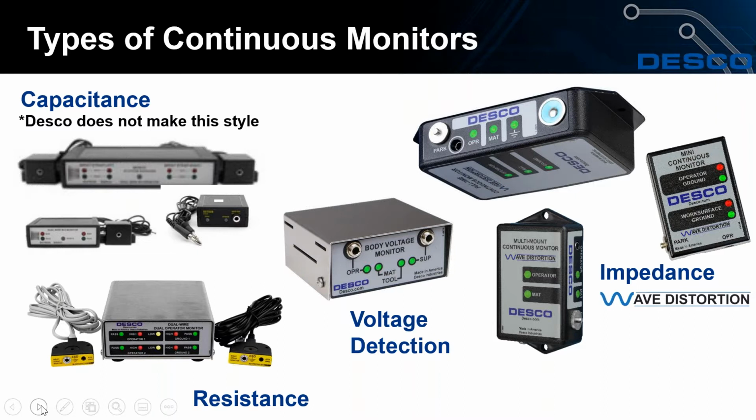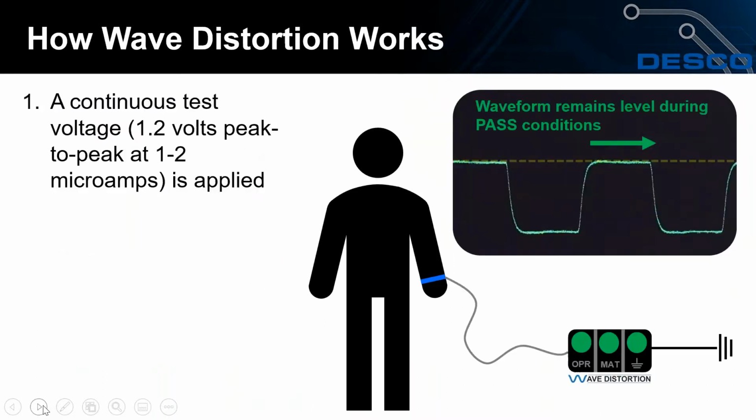But today we're going to focus on what we call our wave distortion or impedance monitoring. Many of you know that impedance is basically a combination of capacitance and resistance. Desco has been making this technology for many years, probably close to 35 years right now. There are thousands and thousands of these in the marketplace that are used by just about every electronics manufacturer you can think of: military, aerospace, medical, high-end commercial, just about everybody. So I'm going to focus this presentation on impedance technology or wave distortion and what it does.